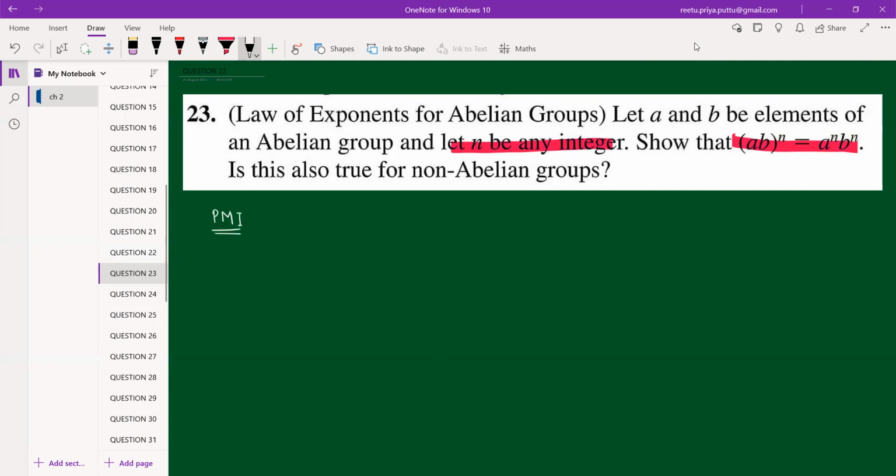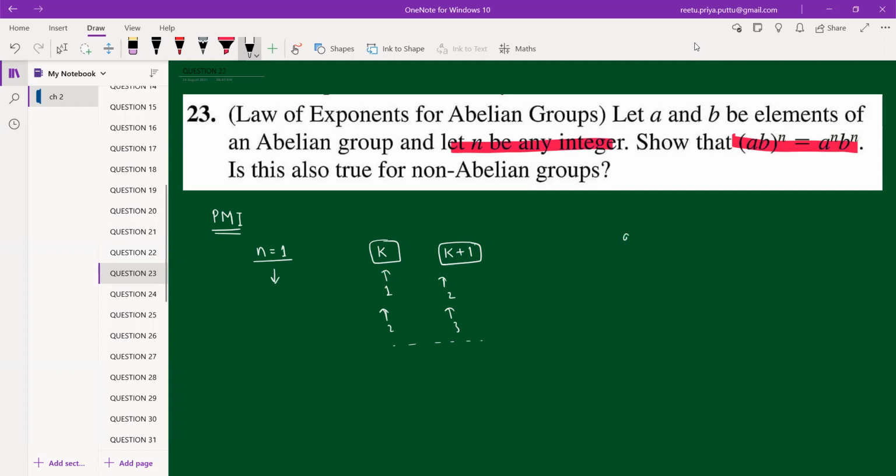So what happens by this? We show the statement for n equals 1, and we consider that the given statement is true for k. And then we prove it for k plus 1. So when k equals 1, it is true for 2. Now consider k equals 2, it is true for 3. And so on, it goes for the natural numbers. This will be true for natural numbers, but we have to show it for integers.